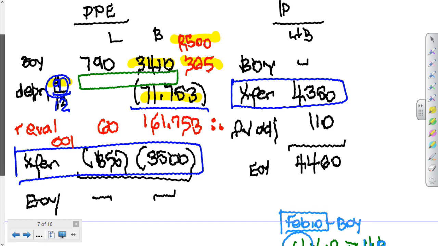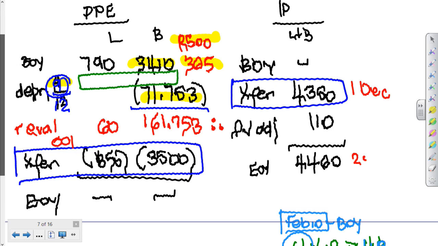So I started with a building with a value of 3410. I depreciated for 9 months, 71.753. I then revalued it by 161,753 to get me to 3.5 million rand, which is the amount that I then transferred to investment property. So this is at 1 December.